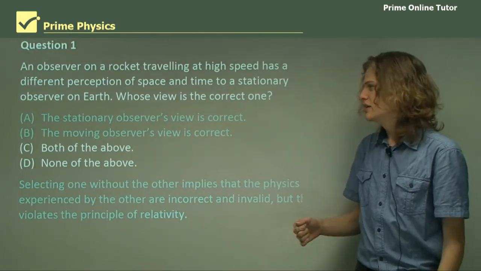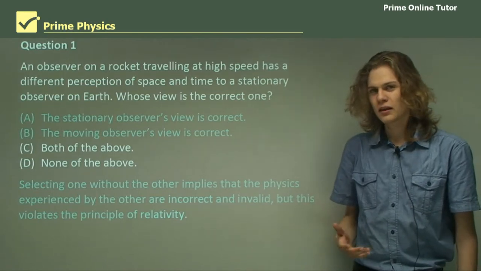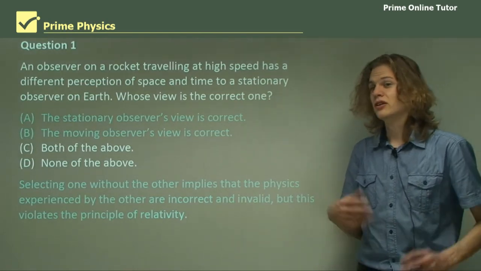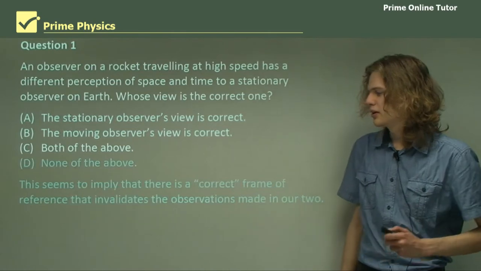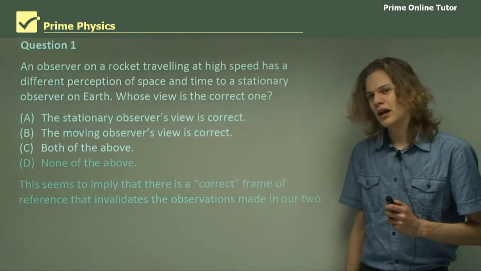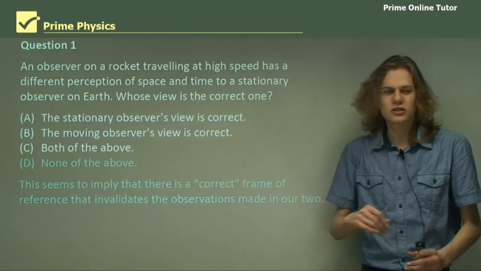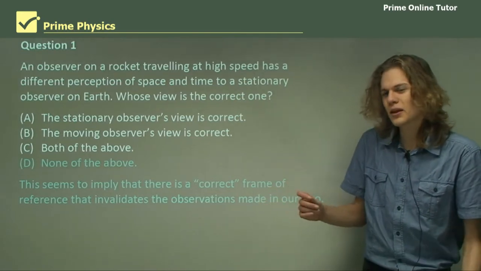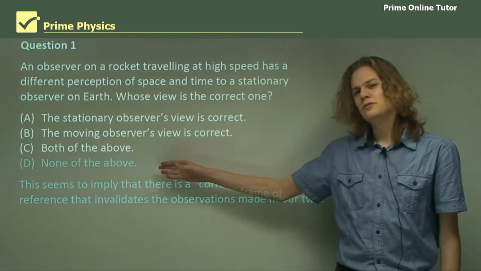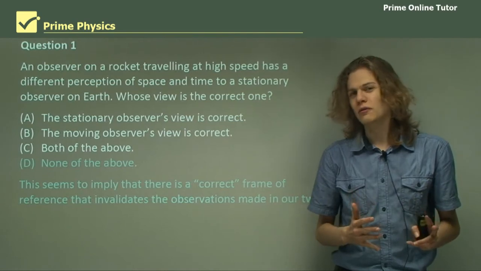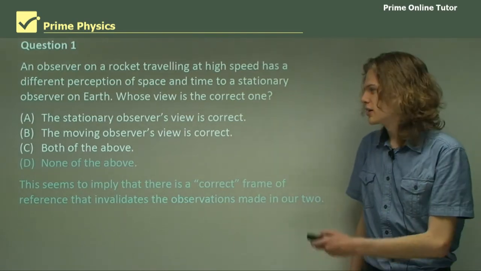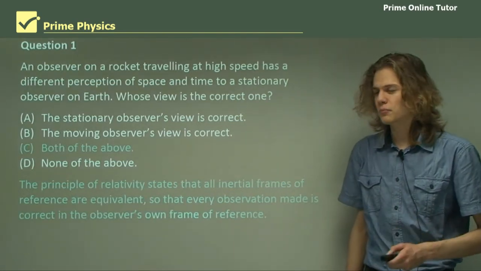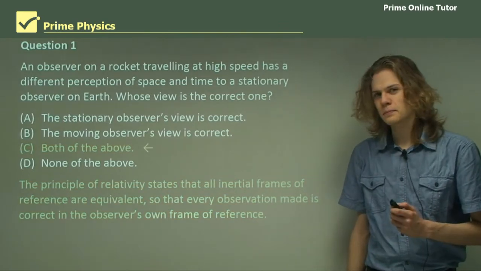If we say D, neither view is correct, then that implies that there is some frame of reference out there that is correct. And we just don't know what it is. Maybe it's this sort of ether that permeates the universe. But no, there is in fact no absolute frame of reference in the universe. The best answer is C, both of the above. And this is the correct answer.